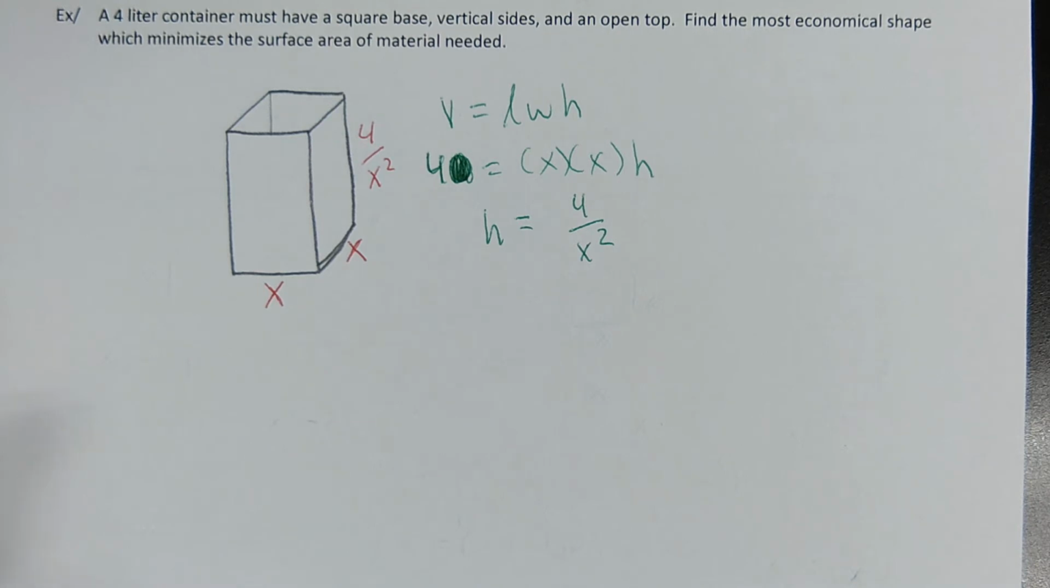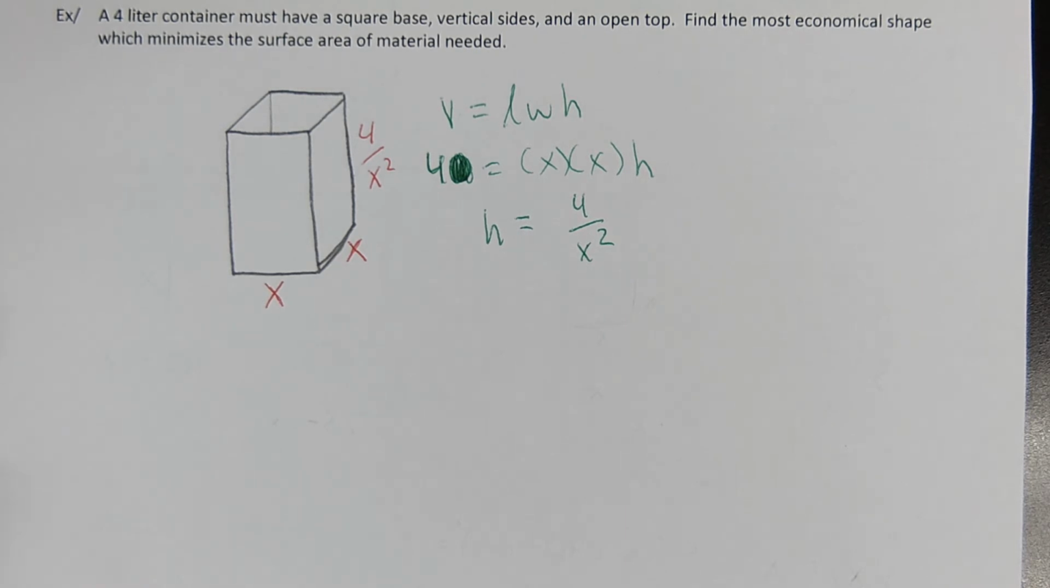So when it says to find the most economical shape, it says it minimizes the surface area of material needed. Oh my goodness. I guess we're going to have to actually find the surface area of this box, get an equation for the surface area, and then minimize that function. Because minimizing it would use the least amount of material while still keeping a volume of 4 liters.